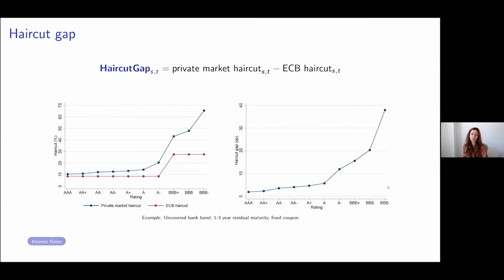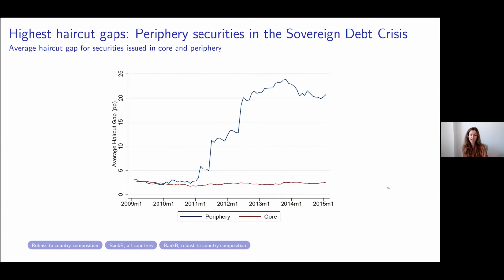Now, another way to plot this data is to plot it over time. So here I'm showing you the evolution of haircut gaps over time, and I'm splitting the securities as to whether they were issued by the core or by the periphery of the Eurozone. And what you can really see very nicely from here is that we observe the highest haircut gaps on securities issued by the Eurozone periphery, especially at the height of the sovereign debt crisis.